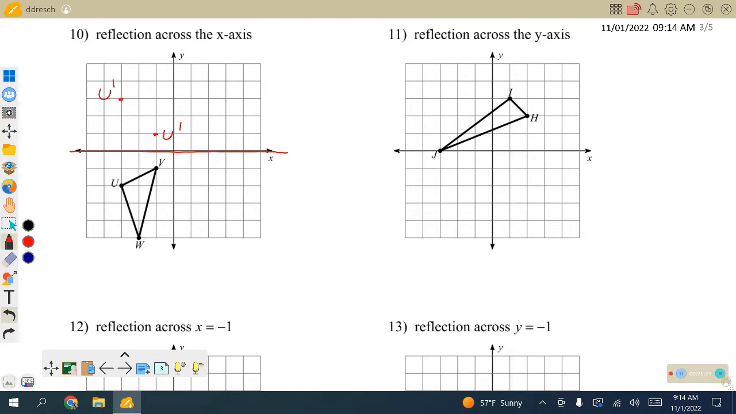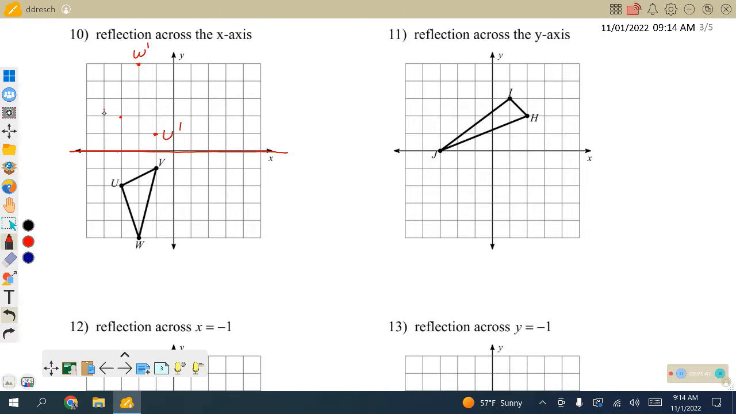And then W prime, 1, 2, 3, 4, 5. Why would U prime be way up there? U prime, 1, 2, 1, I can't count. That'd be why. Thank you. So 1, 2, 1, 2.